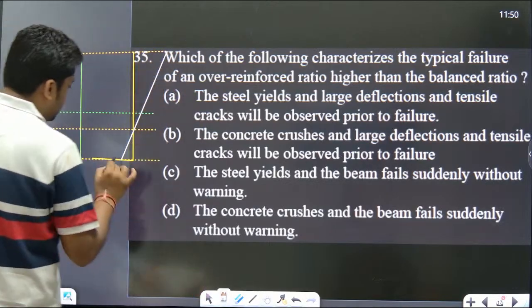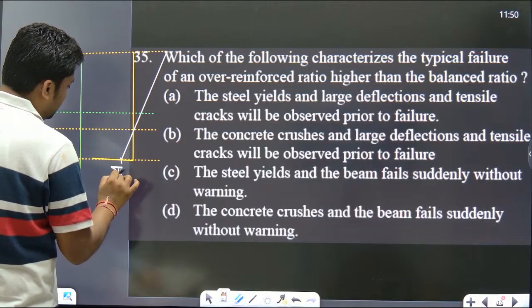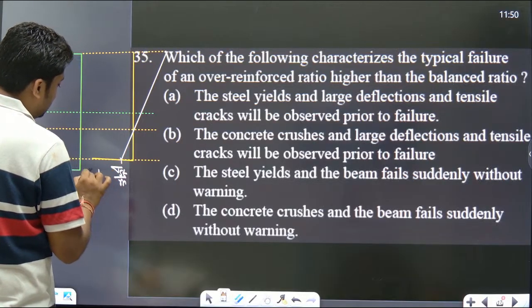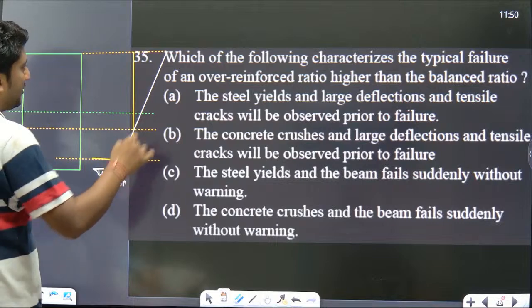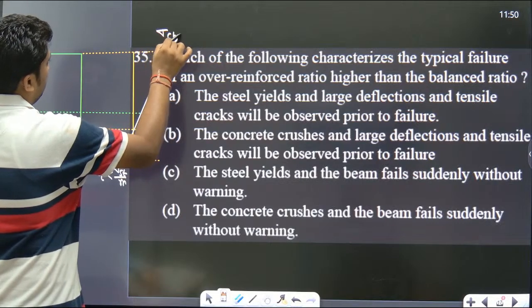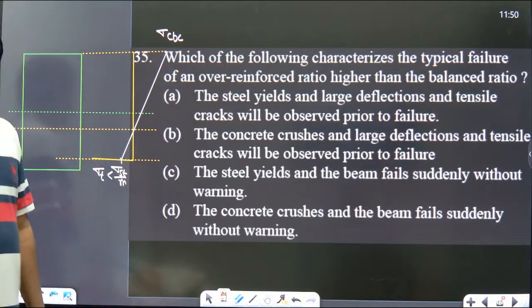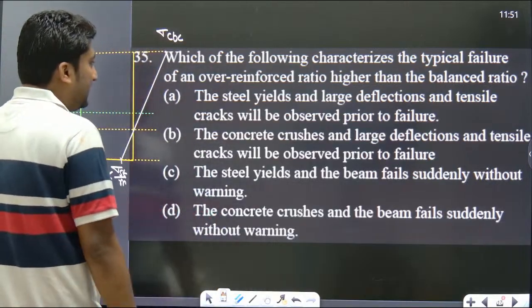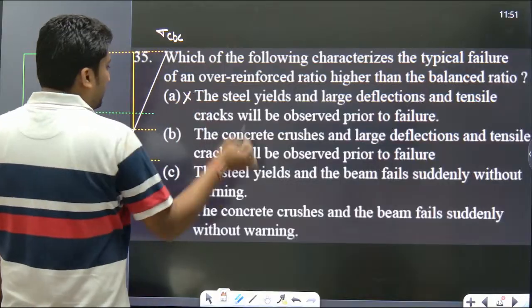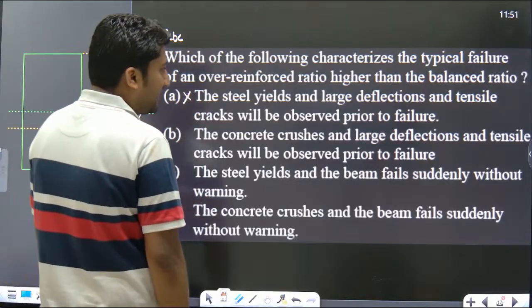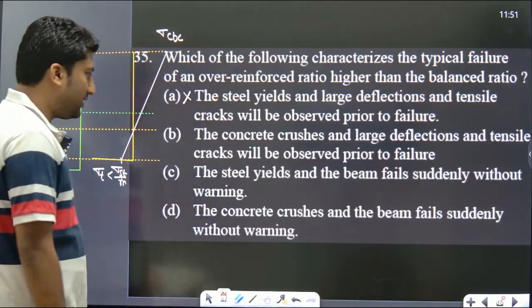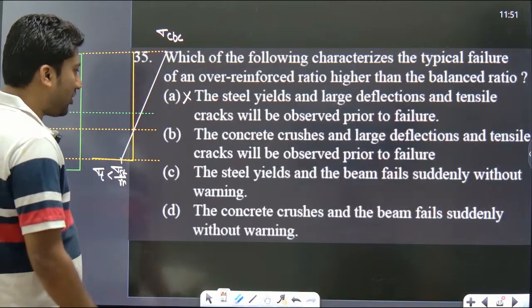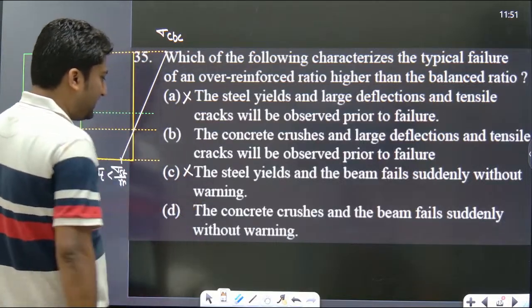So here the stress in the steel, sigma st, is less than sigma st upon m, but the stress in the concrete reaches the permissible value. Hence, concrete failure is a brittle failure. Understood? So what is the correct answer? The steel does not yield. The concrete crushes, and large deflection and tensile crack will be observed prior to failure. The steel yields, the concrete crushes and the beam fails suddenly without warning.